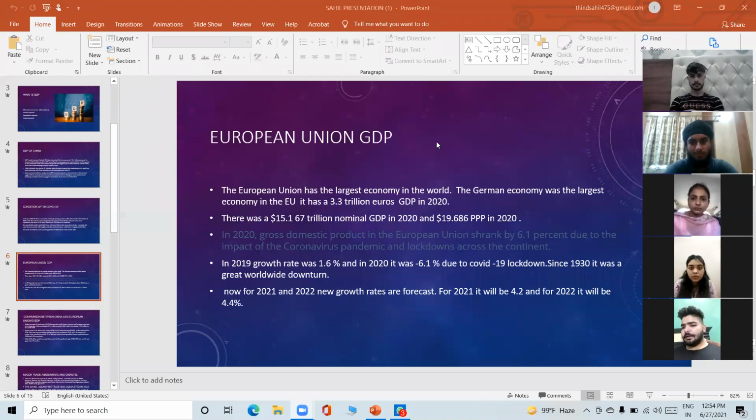It was the biggest downturn since the Great Depression of 1930. In 2020, gross domestic product in the European Union shrank by 6.1% due to the impact of the coronavirus pandemic and lockdowns across the continent. Now, for 2021 and 2022, new growth rates are forecast. For 2021 it will be 4.2%, and for 2022 it will be 4.4%.